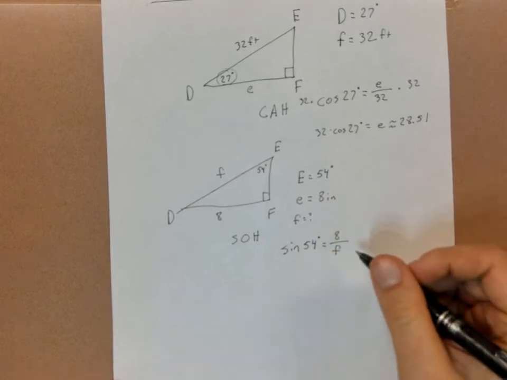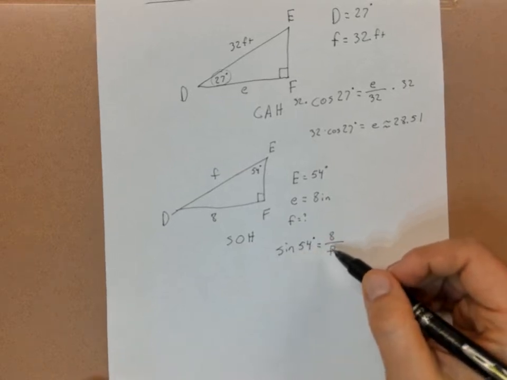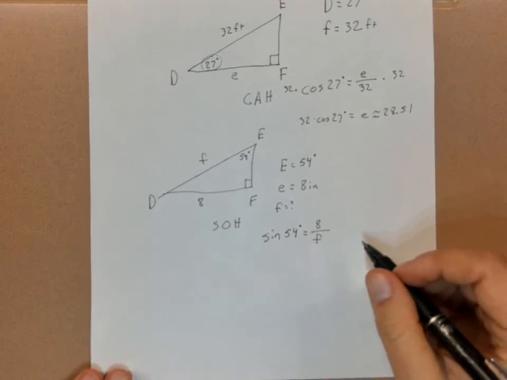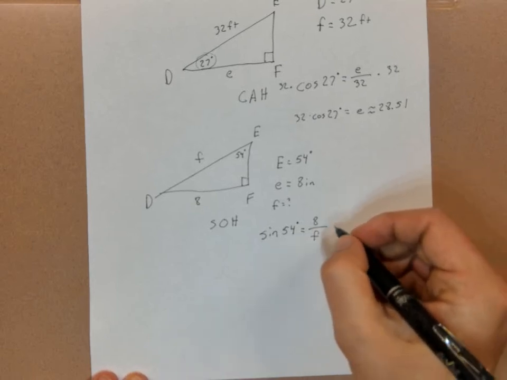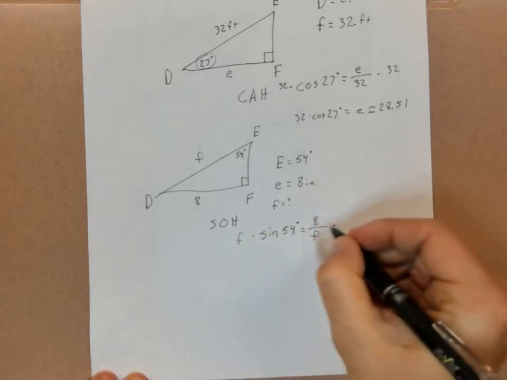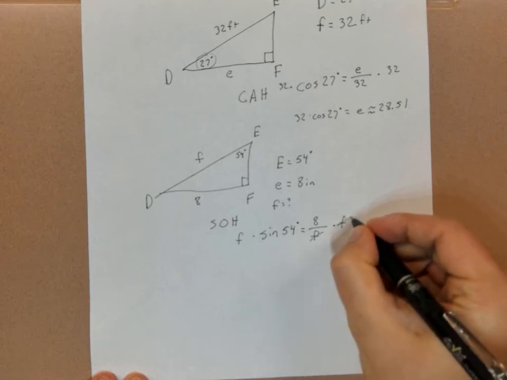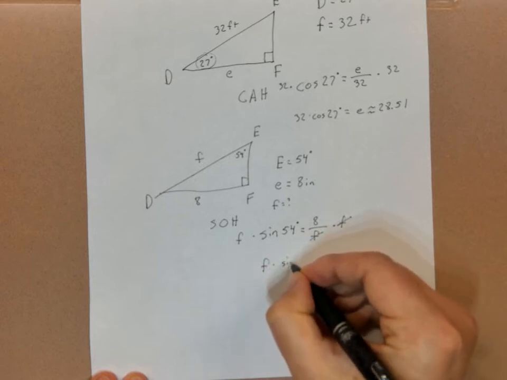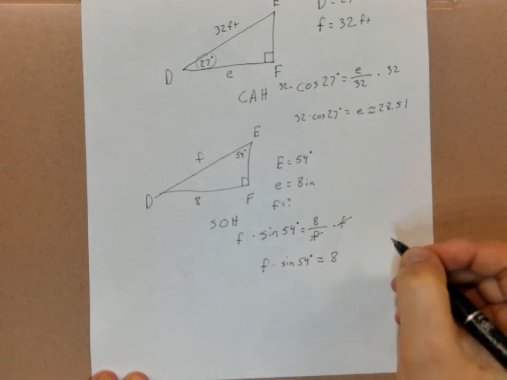And one thing to make sure of is that what some students like to do is divide both sides by 8 or multiply both sides by 8 to get f by itself. You can't do that because f is in the denominator. So what you need to do is get f out of the denominator. In order to do that, if I want to solve for f, I'm going to multiply both sides by little f. And what that does is it's going to cancel that out here, and you're left with f times the sine of 54 degrees equals 8.